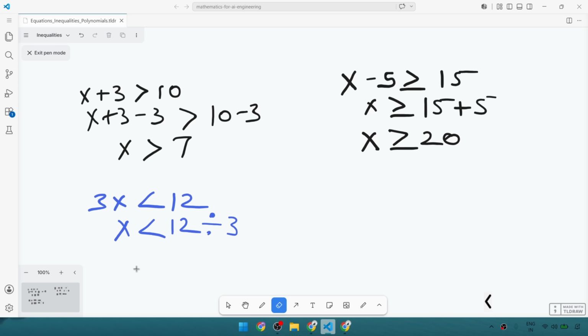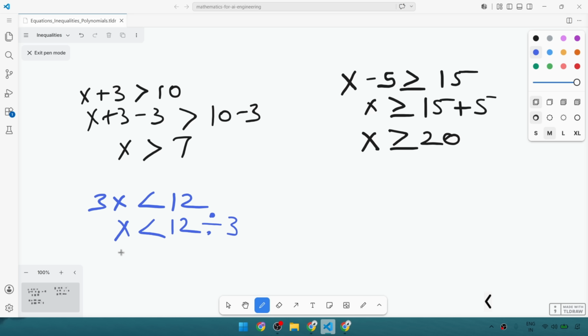So now what will happen? Again, if you solve it, we are going to get x is less than 12 divided by 3, which is 4. So x is less than 4. So it can be anything. It can be 3, 2.5, 1.8, 1.3, 0 and negative values also. So now we can have multiple values for x. It should be less than 4. It can be 3.9, 3.5 and whatever which is less than 4.